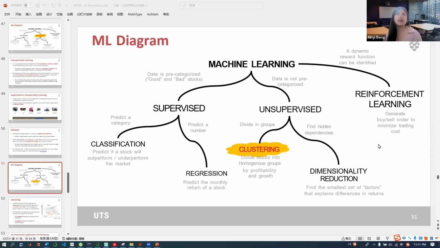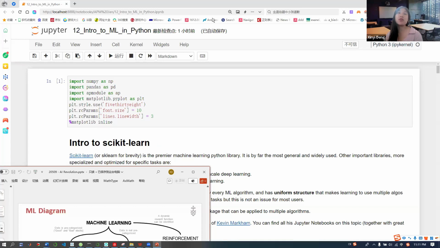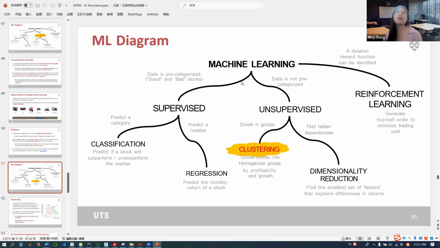So today's topic is relatively easy. Today I will basically be talking about the introduction to machine learning in Python. More specifically, I will be introducing you to scikit-learn. Before that, I want to do a quick review first. The review is about the basic categories of machine learning algorithms.